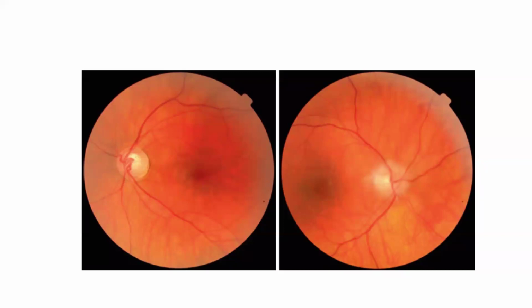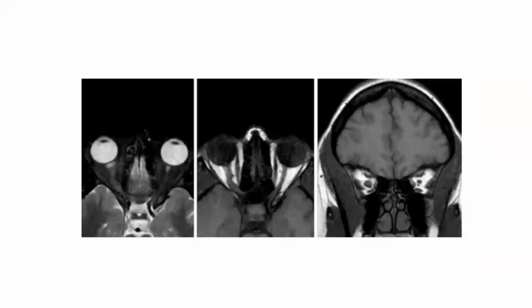What imaging do you want to take? Magnetic resonance imaging of the brain and orbit. What is this picture? There are three images. What imaging is this? Magnetic resonance imaging. So what type of MRI is this? If you see this patient, what investigation can you do in your center? What investigation would you do?